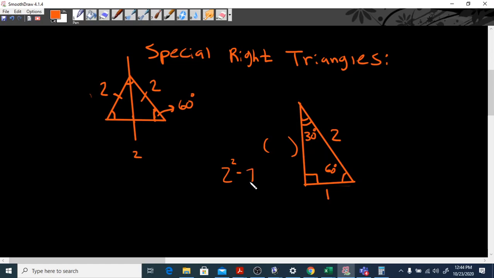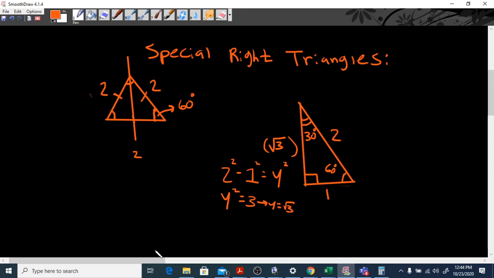2 squared minus 1 squared equals the unknown squared. 2 squared is 4, 4 minus 1 is 3, so I get y squared equals 3. Therefore, y has to be the square root of 3. If I take the square root of both sides there, y equals square root of 3. Okay, so here are the numbers for the 30, 60, 90 right triangle.